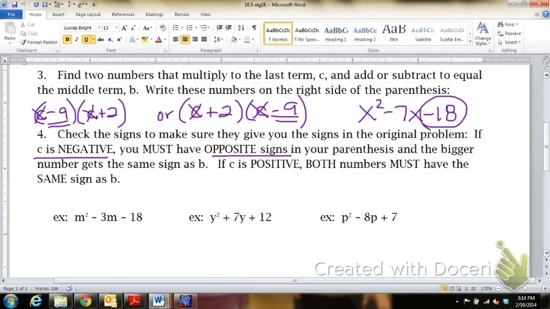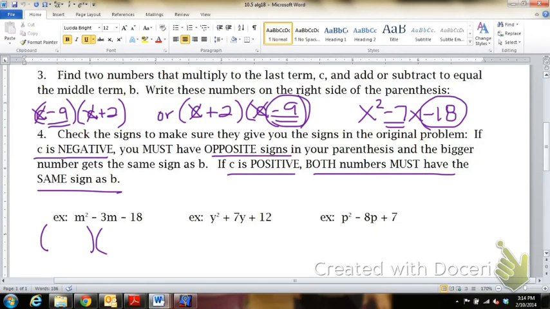And the bigger number is always going to get the same sign as the middle. If I needed to wind up with a negative answer, then my bigger number needed to be negative. So that's why the 9 became negative. If your last number is positive, then both numbers have the same sign as the middle term. So let's do some examples here.